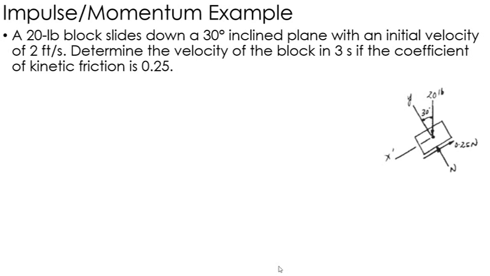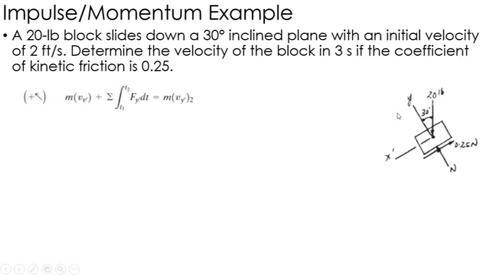So we'll start by looking at a free body diagram. I've got gravity, a normal force, and a friction force. The block is sliding down the incline, going down and to the left. I'm going to set up my axes along the direction of travel on the incline. So I'm going to sum the forces in the y direction first.